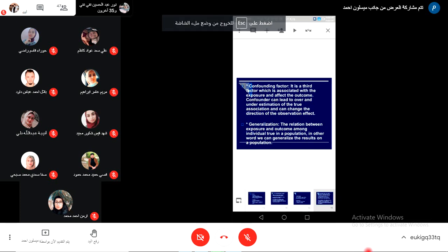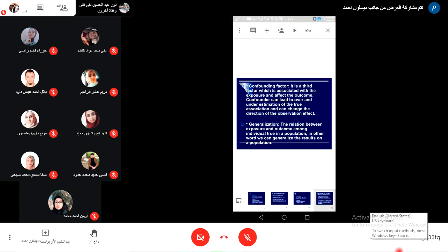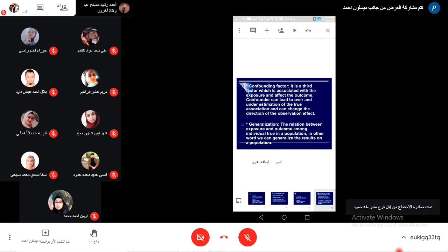Exposure and affect the outcome. هاي توضيح إلى generalization is the relation between the exposure and outcome among the individual true in the population. In other words, we can generalize the result on the population.